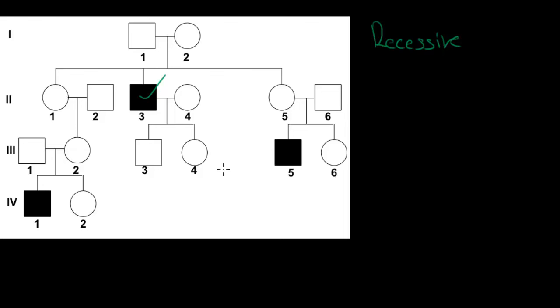Is it more common in males than in females? Yes, because you can see all males have it. Now, the second rule is that if a mother has it, definitely all of the sons will have it, but we cannot see that here because all of the females are healthy. And there is no male-to-male transmission. So this father here has the disease and his son doesn't. So the third rule also applies. So we can say that here it's also sex-linked.